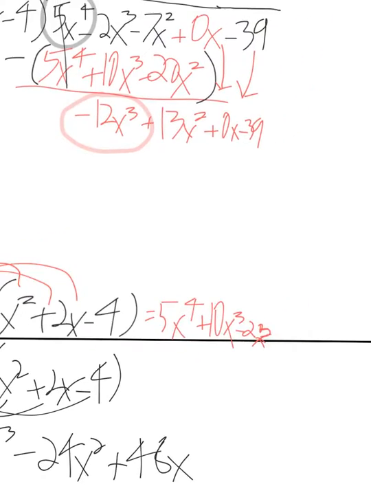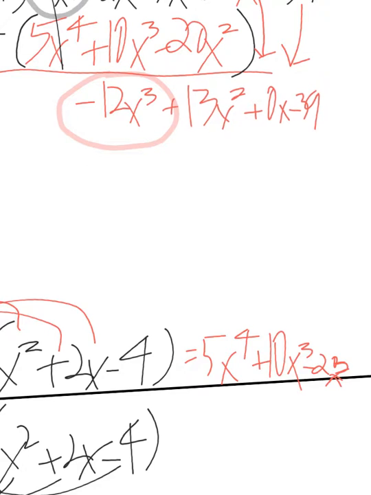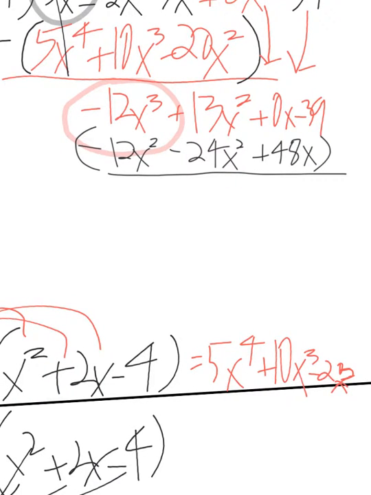Okay, so I'm going to write that right underneath here. Again, make sure you have parentheses because you're subtracting a lot of terms, and you have these cancel, and then it says 13x squared minus negative 24x squared. So 13x squared plus 24x squared is 37x squared. And then you have 0 minus 48x, so that's going to turn into negative 48x. And then that negative 39 still hasn't come into play yet, so I'll just carry that down.